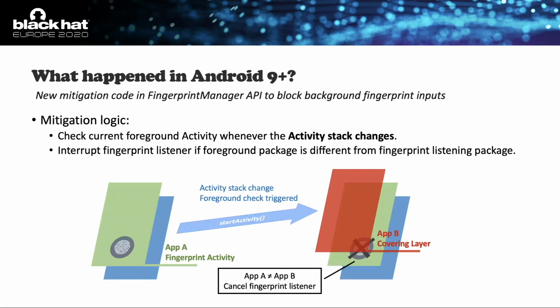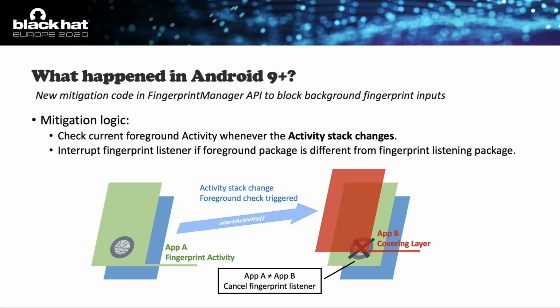Okay, so this attack we just mentioned only works on older Android versions. So what happened in Android 9? Starting from Android 9, they add a mitigation to block the background fingerprint inputs. And we looked into the source code of the Android project and found that the mitigation's logic is like this. The mitigation will be triggered whenever the activity stack changes. So when the activity stack changes, it means that there are some new activities being created, or some activities being destroyed.